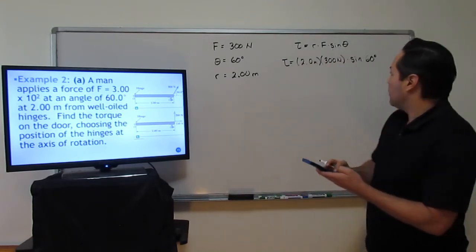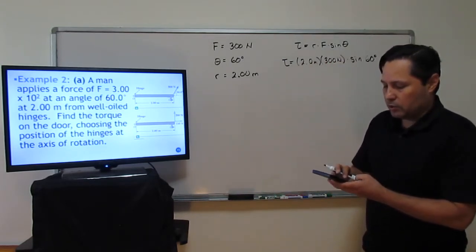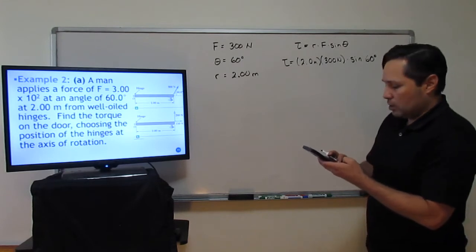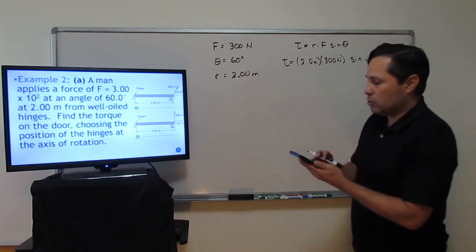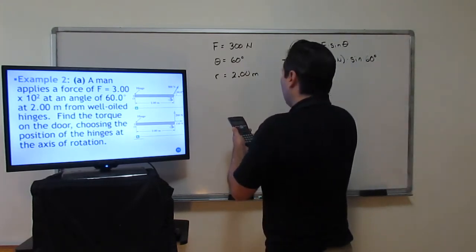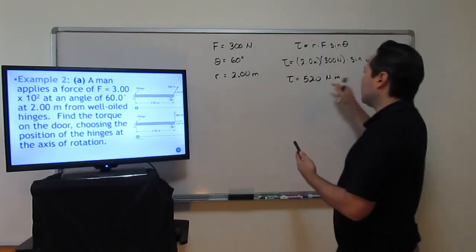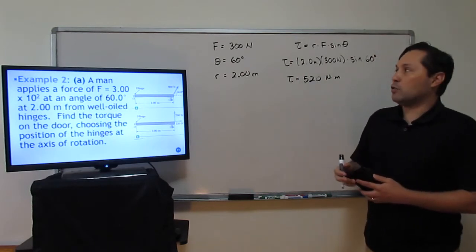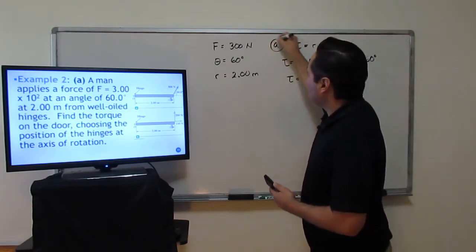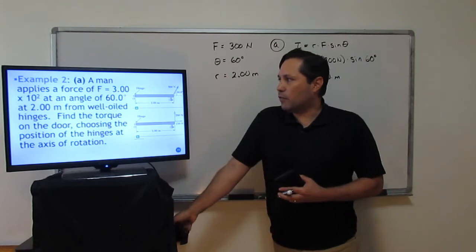That is part A. So let's see, sine of 60 degrees multiplied times 300 times 2 gives us a grand total of torque of 520 newtons times meter, rounded off slightly. So that will be the answer for part A. In part B, we're asked the following question.